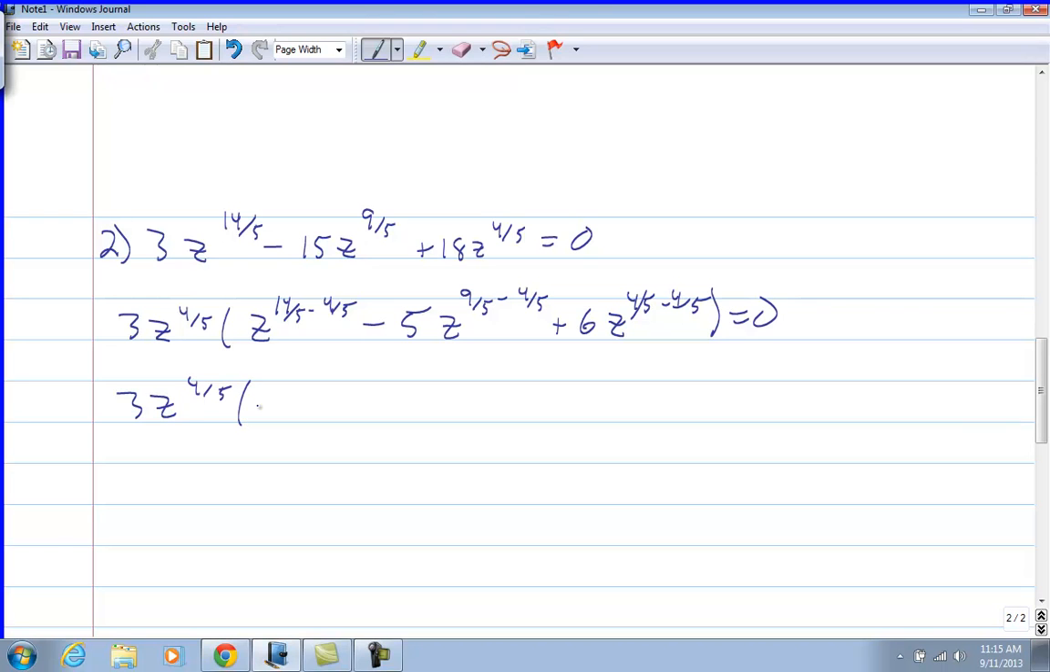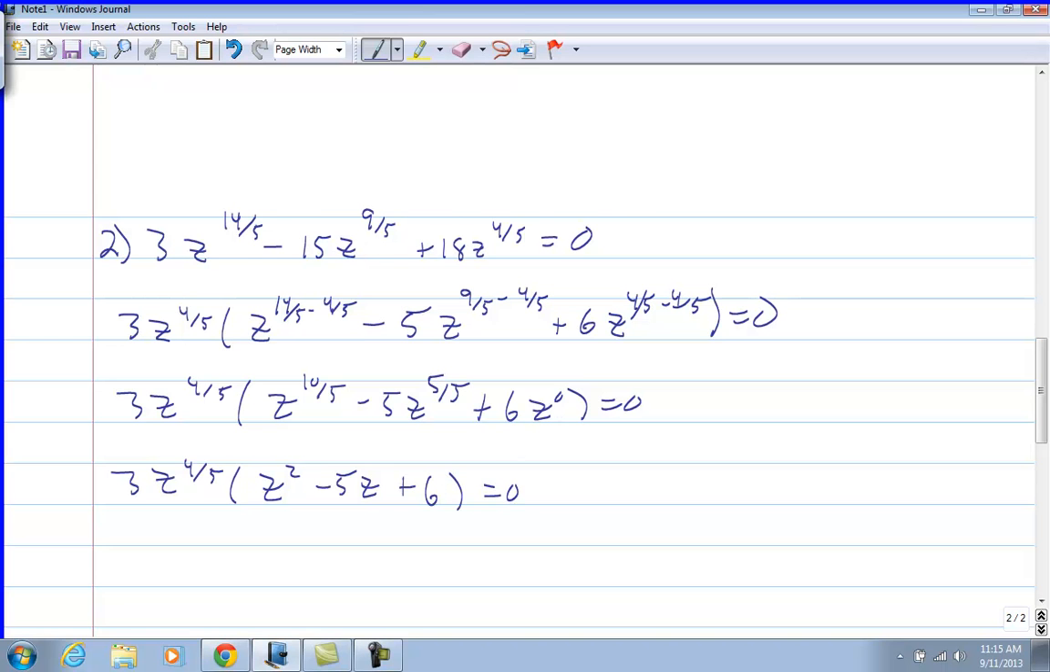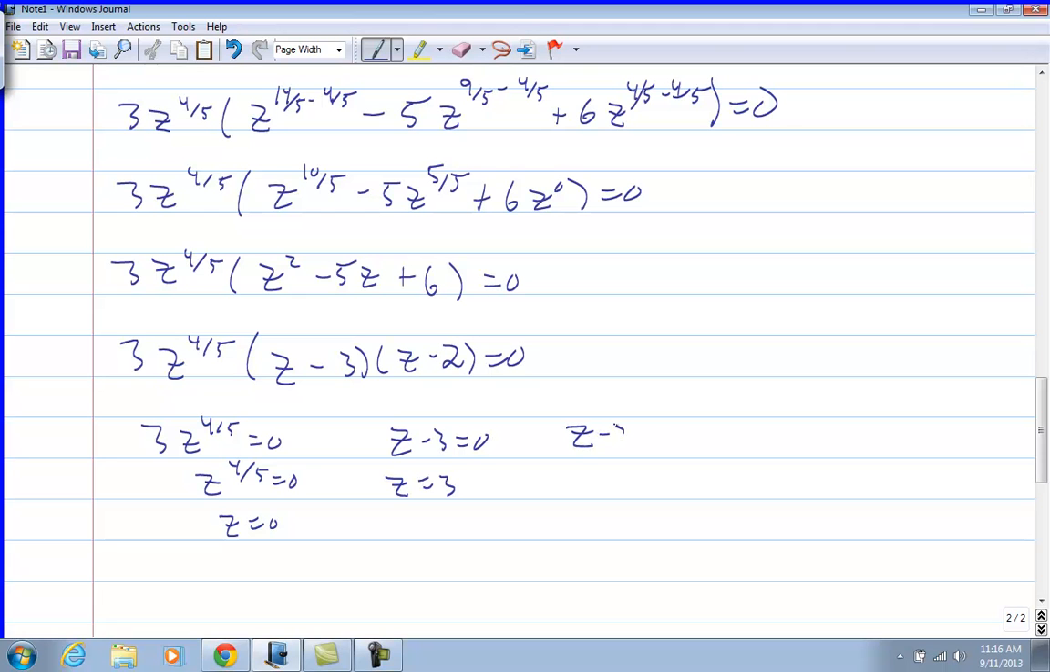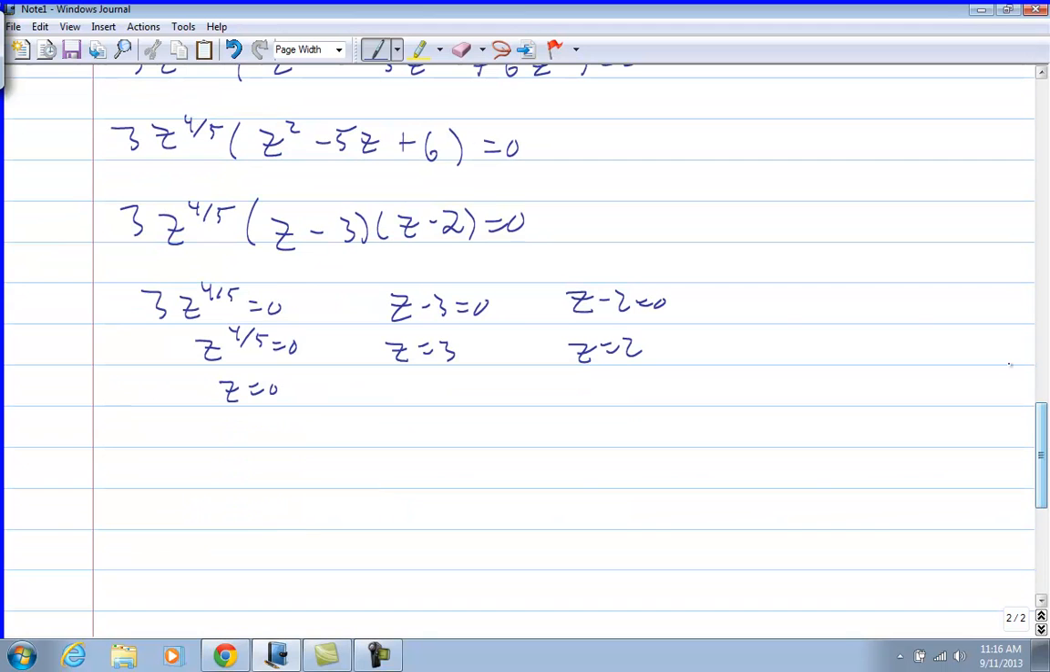When you do this a little more often, you could skip a few steps here. This is z to the 10/5 minus 5z to the 5/5 plus 6z to the 0. So it's 3z to the 4/5 times z squared minus 5z plus 6. So it's 3z to the 4/5 times z minus 3 times z minus 2. So we can set 3z to the 4/5 equal to 0. We get z to the 4/5 is 0, dividing both sides by 3, so z must be 0. z minus 3 is 0, so z equals 3. z minus 2 is 0, so z equals 2. So our solutions are z equals 0, 3, and 2, or 0, 2, and 3 if you like to do it in numerical order.